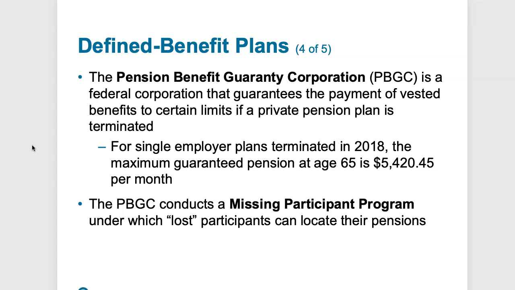So this is some sort of formula they have to use to determine the maximum benefits. And as I said, it's about $5,400 currently. What this is meant to do is help protect employees against a company going bankrupt, which has happened, and it can be very devastating to the employee.